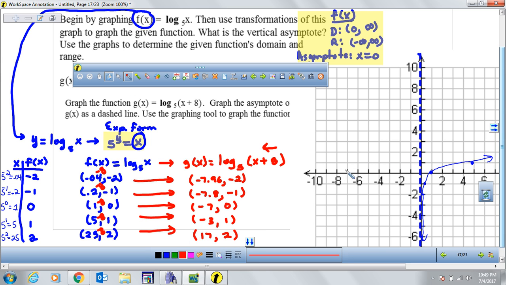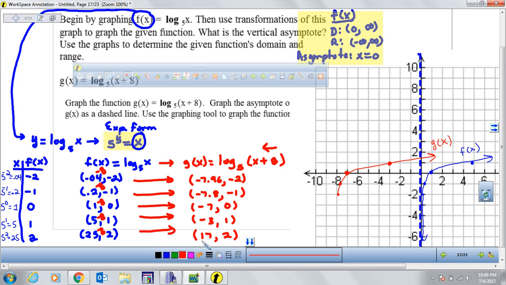Now, negative 7.96 and negative 2, negative 7.96 is almost at negative 8. Almost, but not quite. Negative 7.8 and negative 1, it is somewhere on this area right here. Now, negative 7, 0. Then the next one is negative 3, comma 1. And the last one is 17, comma 2. That one we don't see it anymore. So this is what the graph of this function is going to look like. This is g of x. And I forgot to label f of x right here.